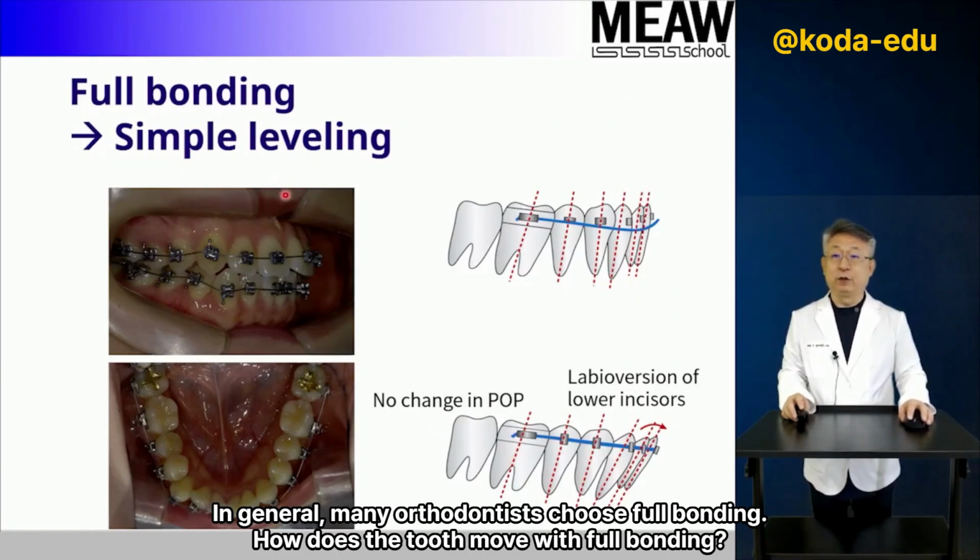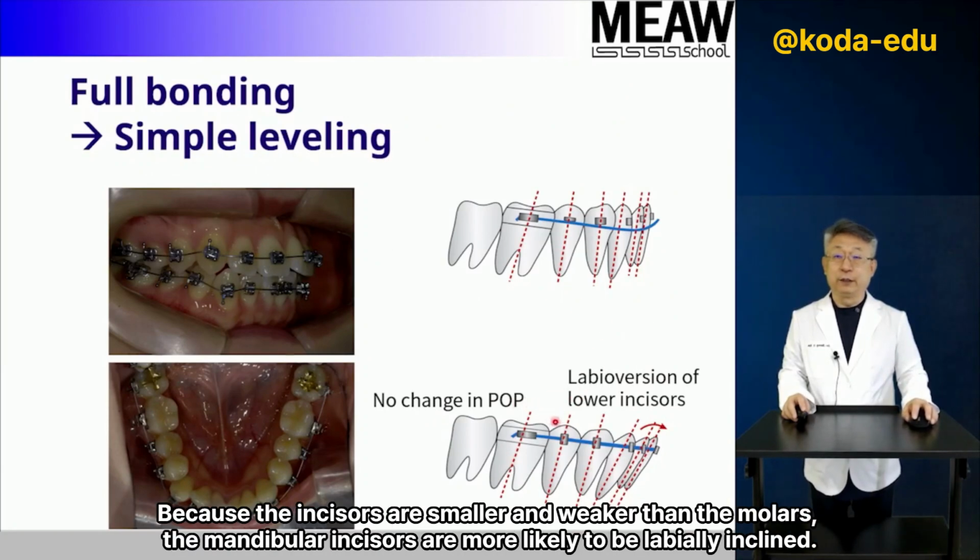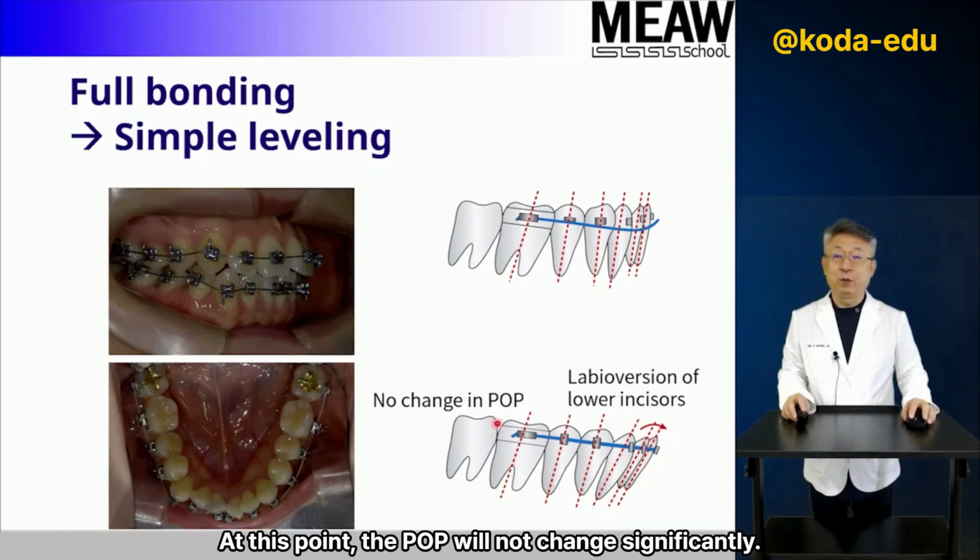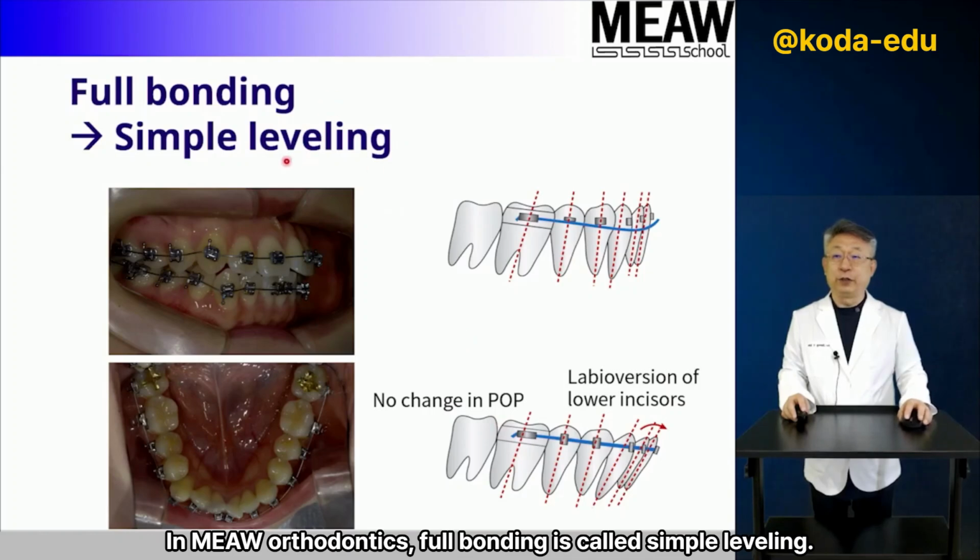How does the tooth move with full bonding? Because the incisors are smaller and weaker than the molars, the mandibular incisors are more likely to be labially inclined. At this point, the POP will not change significantly. In MEAW orthodontics, full bonding is called simple leveling.